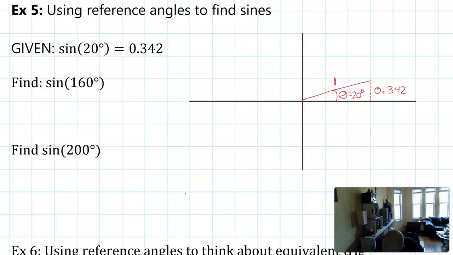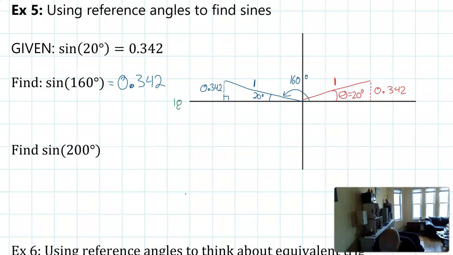Now we're looking at 160 degrees. Well, critically, 160 degrees is exactly 20 degrees away from the x-axis. So if you make a reference triangle here, notice that those triangles are exactly mirrored, which means the y value is still going to be 0.342. And the hypotenuse will still be 1. So if you know sine of 20, because they share a reference angle of 20 degrees, sine of 160 is also 0.342. No calculator needed.